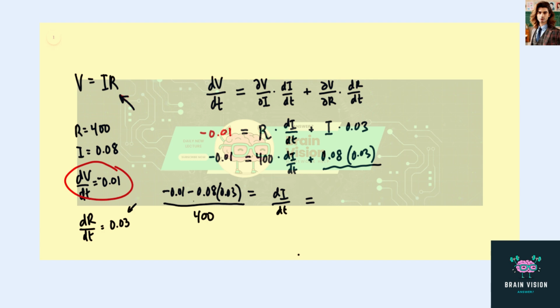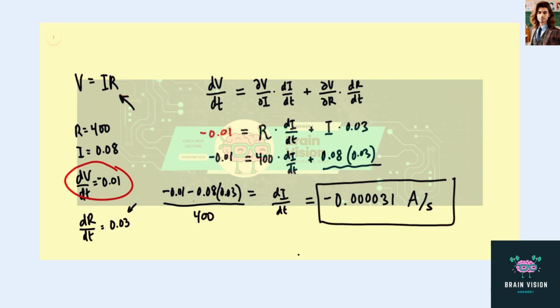And we will get negative 0.0000031. Make sure we get all the zeros here. And our units, we can look back at our given information, but since I was given in amps, that'll be our unit, and our time unit in this problem is all seconds. So there's our final answer for how I is changing. Hopefully that helped.